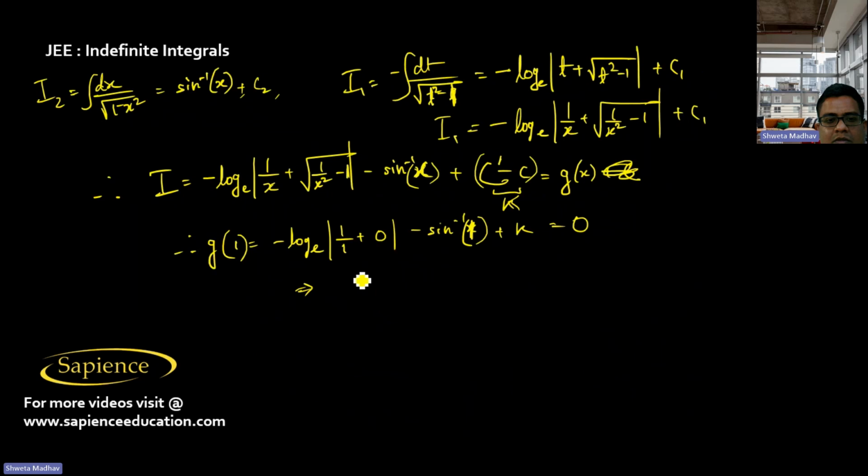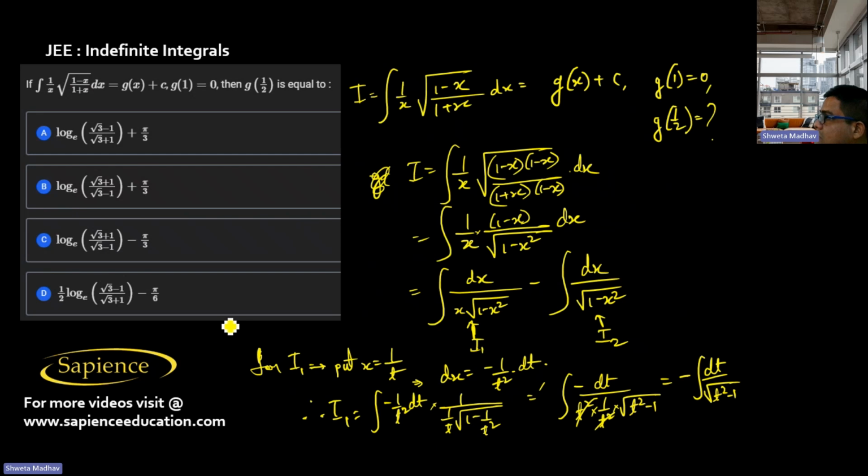So therefore we can say log base e of 1 is 0. So k minus sine inverse 1, which is pi by 2. So k minus pi by 2 is 0. So the constant k is pi by 2. So therefore g of x.